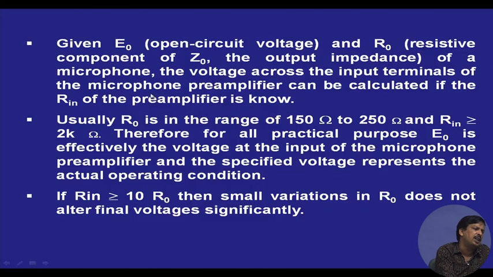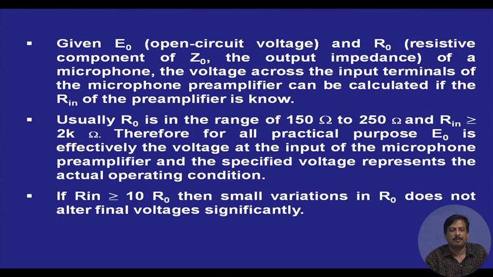Generally, the R 0 value for a microphone is 150 ohms to 250 ohms, and we take R in to be 10 times greater than R 0. So, if it is 250 ohms, R in will be greater than 2.5 kilo ohms. If it is 10 times larger, then almost the voltage E 0 does not change when I connect to the preamplifier or microvoltmeter. That is why we say the sensitivity of the microphone has to be measured in open circuit condition.